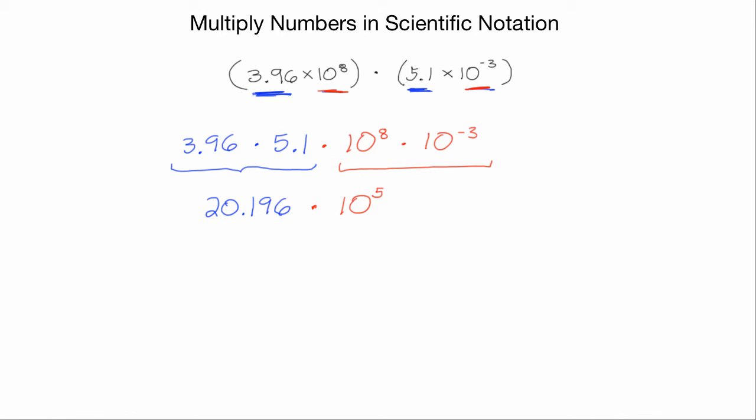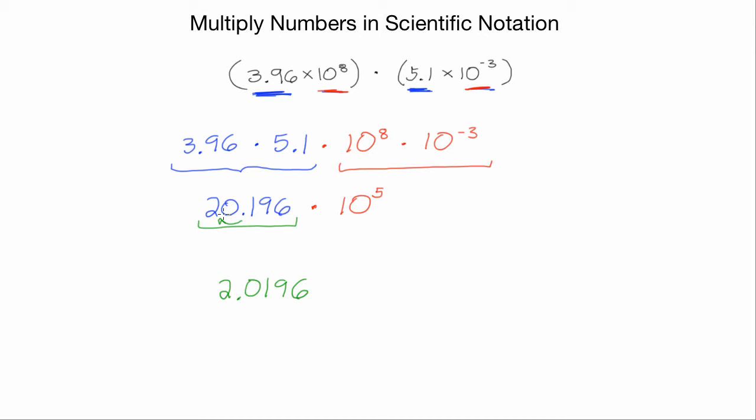The only problem is it's not in scientific notation. The value at the very beginning for A has to be between 1 and 10, remember? So what I need to do is move this decimal place behind the 2 to make it 2.0196.